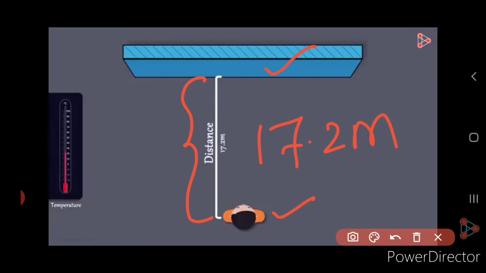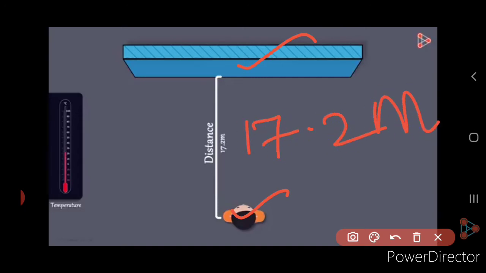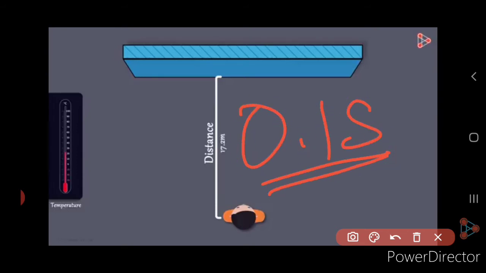In your textbook only two conditions are mentioned. The first one is that the minimum distance between the source and the reflecting surface should be 17.2 meters. And what is the next condition? The minimum time gap between the original sound and an echo must be 0.1 second. So the time gap should be 0.1 second and the distance should be 17.2 meters. These are the two conditions required for hearing an echo.